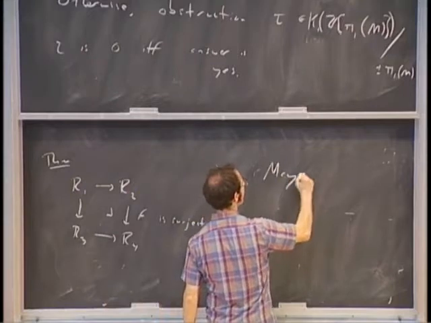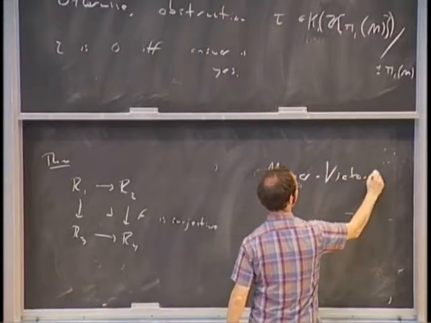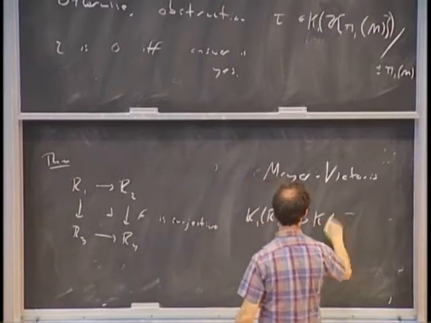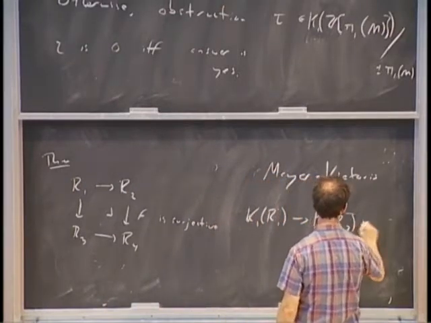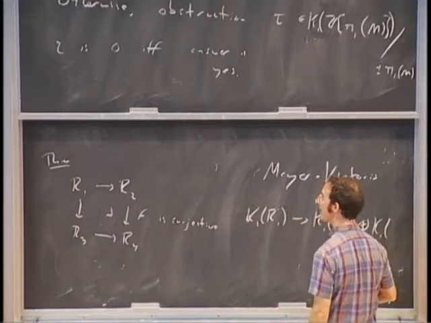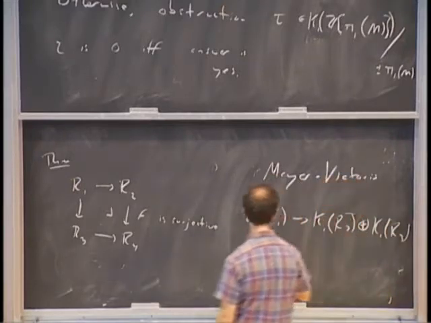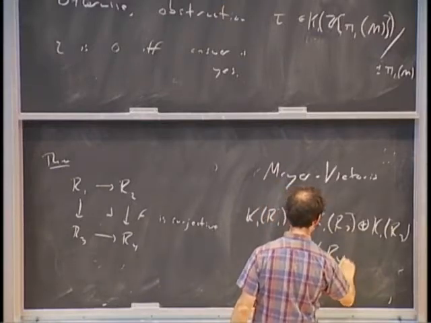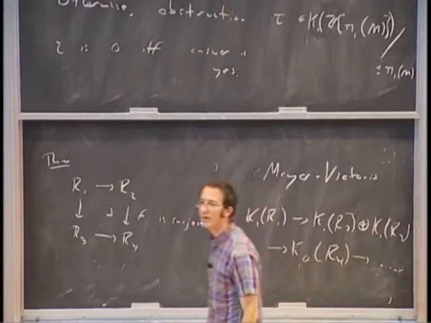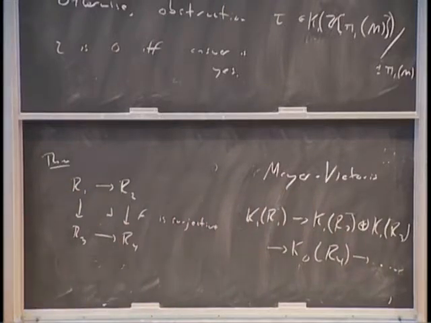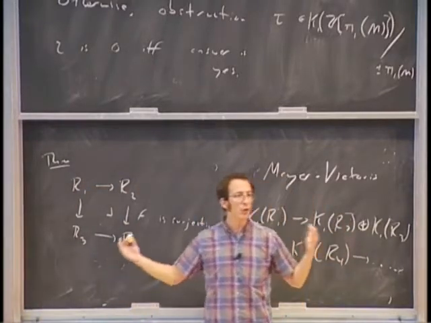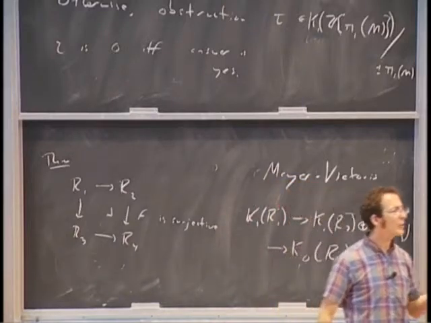We have Meyer-Vietoris connecting K1 of R1 to K1 of R2 plus K1 of R3 to K0 of R4, and so on. And I'll write this out and some other exact sequences more carefully next time, and explain something about what these maps are. But the point is that there are long exact sequences connecting K0 and K1.